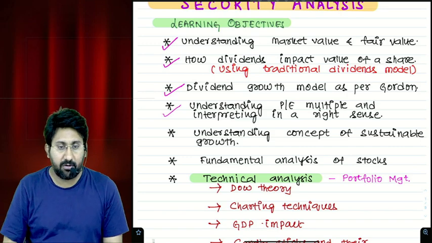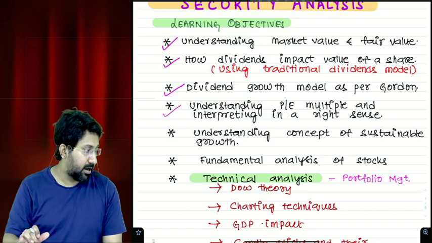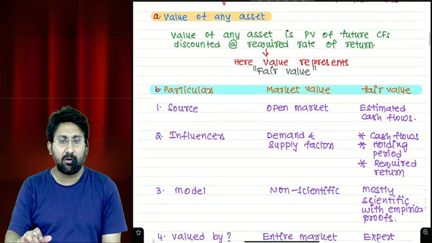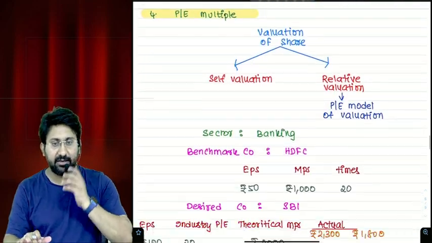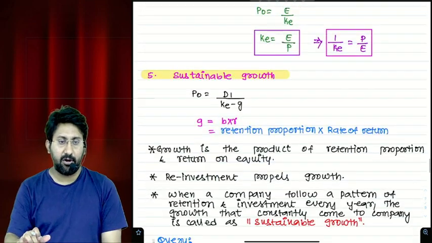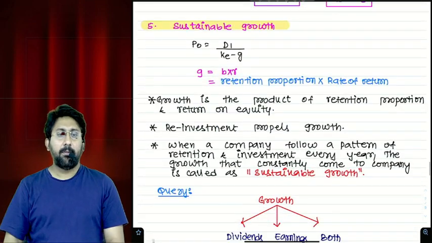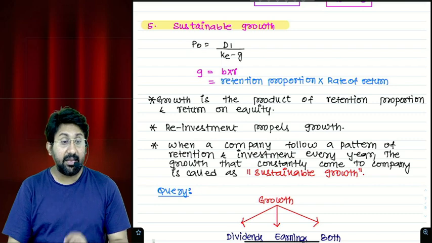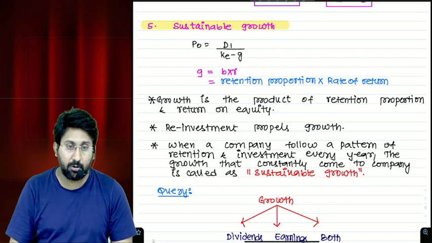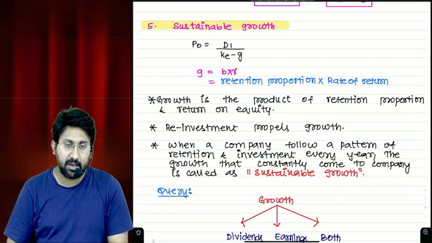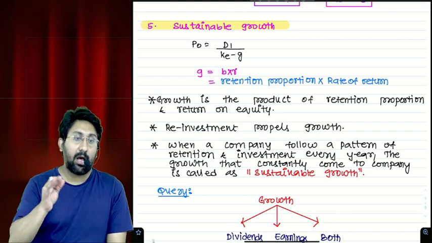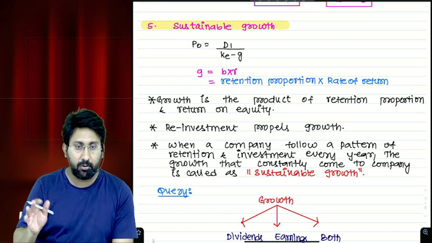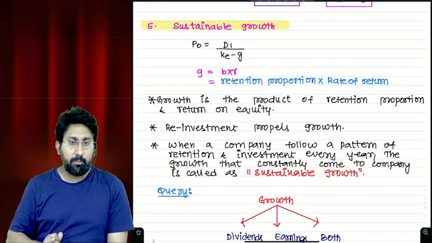Understanding the concept of sustainable growth. Sir, what is sustainable? Sustainable growth means growth, G. So see here now. P equal to D1 by KE minus G. G equal to B into R. G equal to what, sir? B into R.